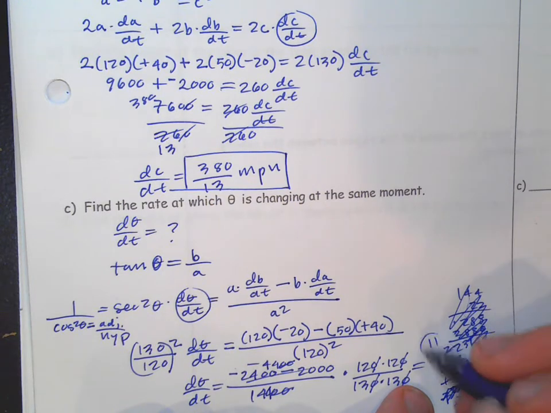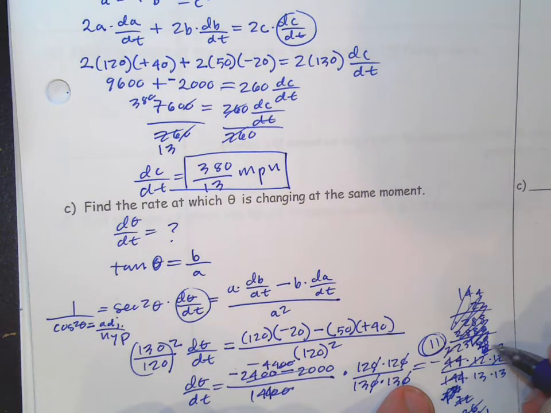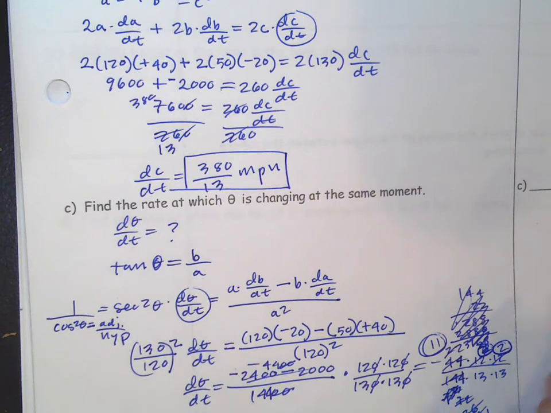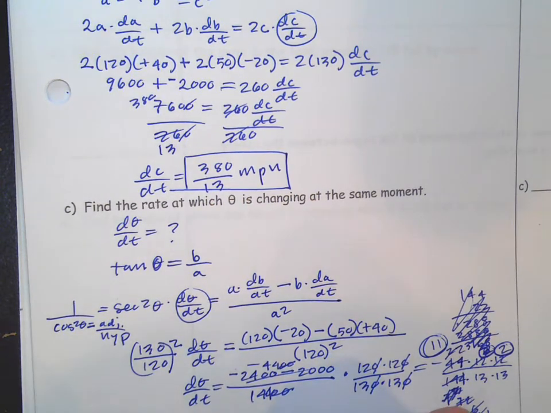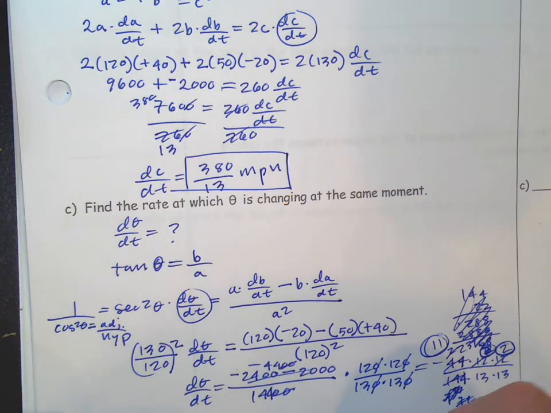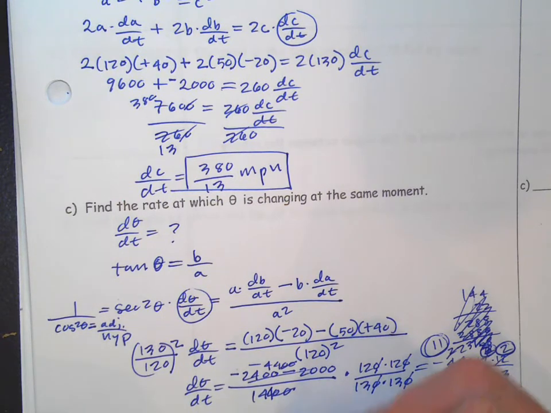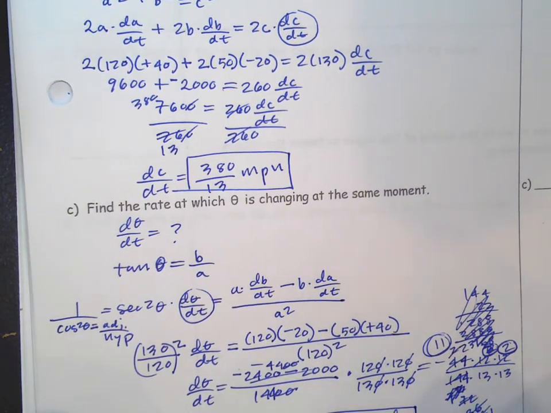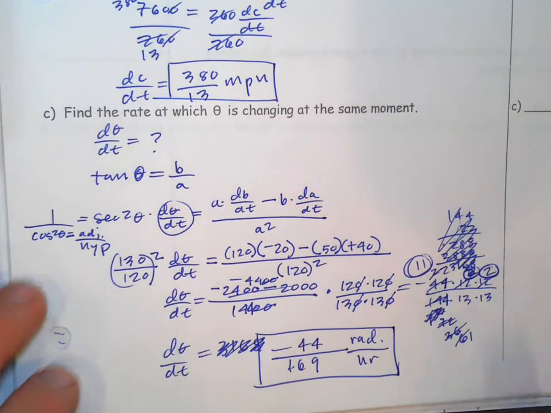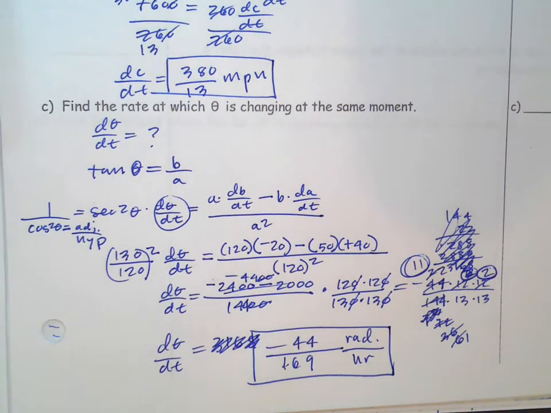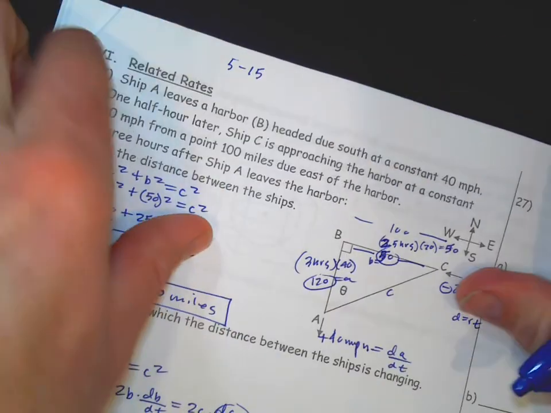So I think we just got 44 on the top and 169 on the bottom. The units are radians per hour. And it came out negative. There you go. Okay. Let's do the next one.